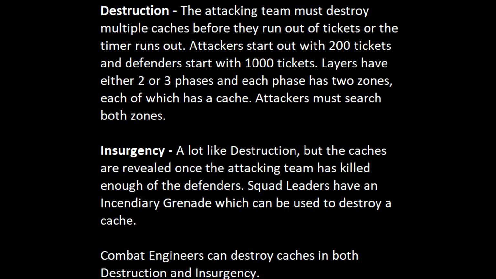In Destruction, the attacking team must destroy multiple caches before they run out of tickets or the timer runs out. The attacking team starts with 200 tickets and the defenders start with 1000 tickets. Layers have either 2 or 3 phases, and each phase has 2 zones, each of which has a cache. The attackers must search both zones.